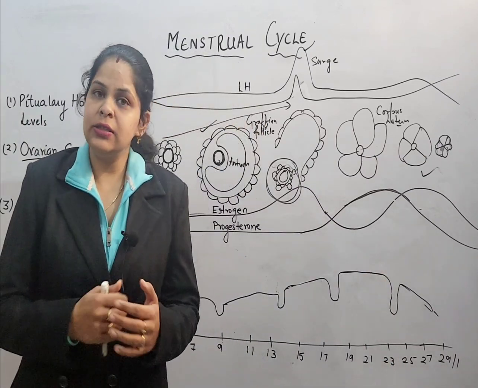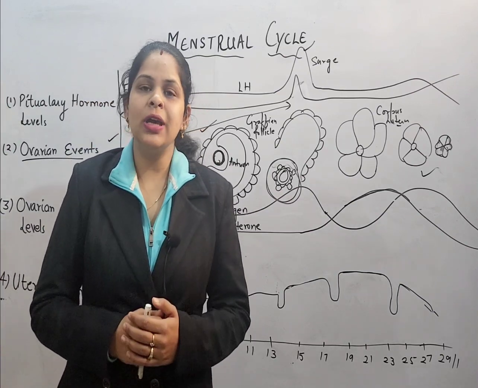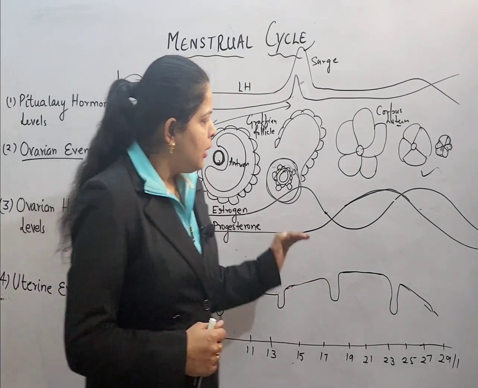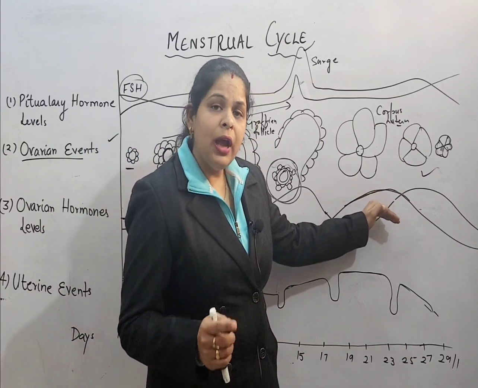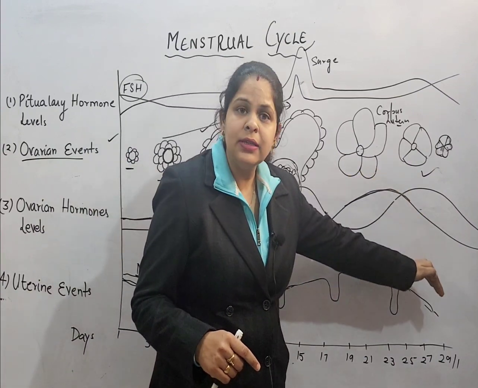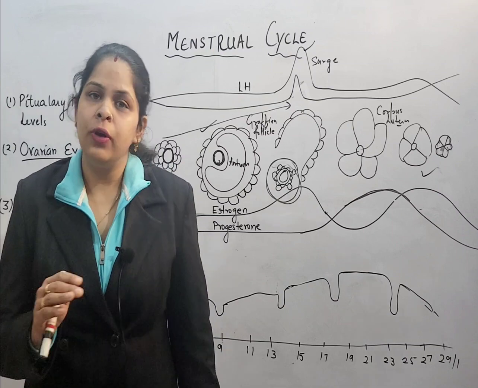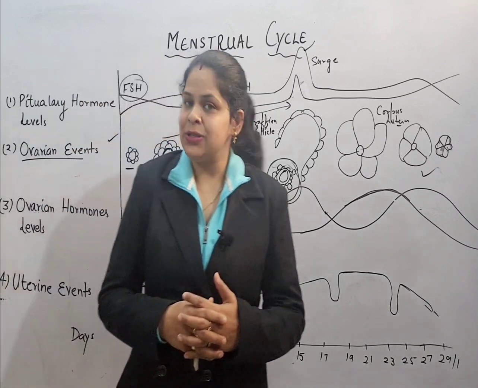But if there is no pregnancy, there will be no zygote, and the endometrium, in the absence of the corpus luteum and in turn with the progesterone level decreasing, will shed off again. So this is all about the menstrual cycle.